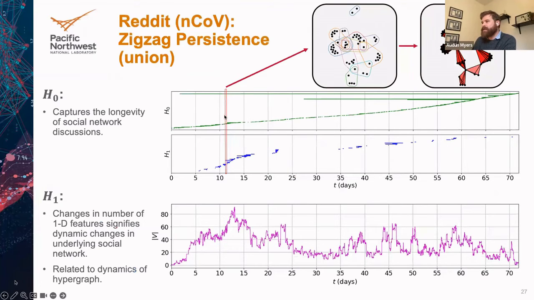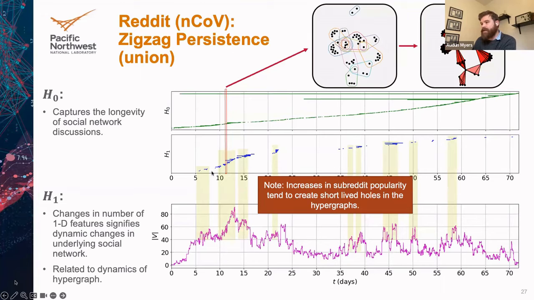So here's some of those results. We can see the barcode here, where, let's first focus on H0, which shows that there's one conversation that really persists the entire time the subreddit was active. And we can also see that during certain points in H1, when there were sharp increases in popularity, there seems to be a correlation to holes in the hypergraph showing up. So for example, there's a hole there.